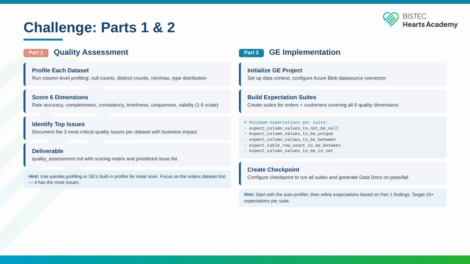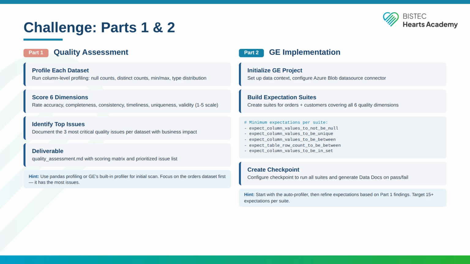Let's break down the first 2 parts in detail. Part 1, quality assessment. Start by profiling each dataset. Run column-level profiling to get null counts, distinct counts, min and max ranges, and type distributions. You can use pandas profiling or Great Expectations' built-in profiler for the initial scan.